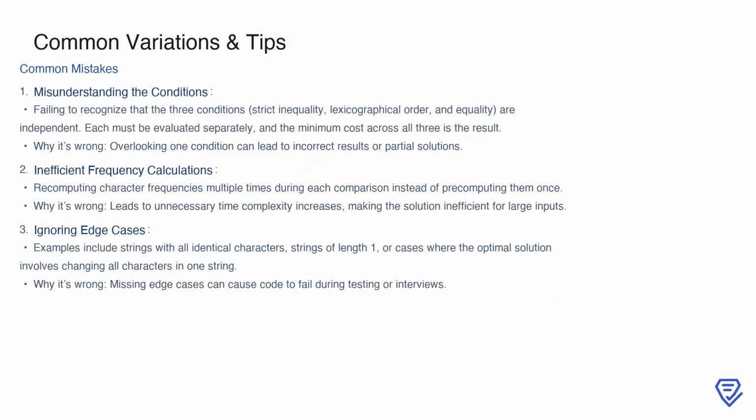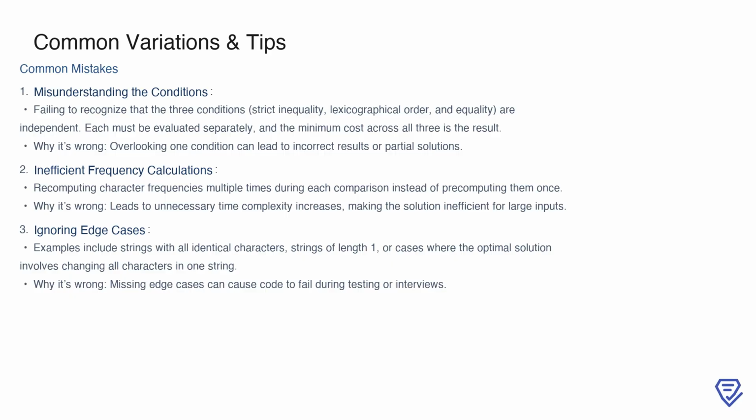Common mistakes in this problem often stem from misunderstanding the three conditions that must be satisfied. It's crucial to remember that the conditions, strict inequality, lexicographical order, and equality, are independent, meaning you need to evaluate each one separately to find the minimum cost. Overlooking even one condition can lead to partial or incorrect solutions. Another frequent mistake is inefficiency in frequency calculations. Instead of pre-computing character frequencies, some solutions recompute them repeatedly during comparisons. This unnecessarily increases the time complexity, which can be a significant issue for larger inputs.